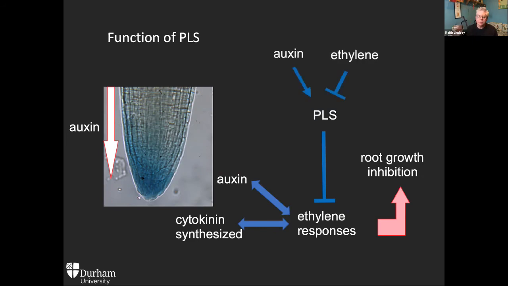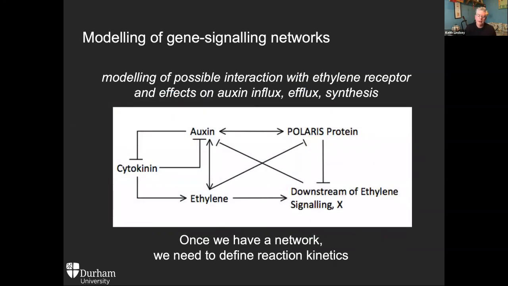Now, just to make things more complicated, Polaris is itself regulated by auxin and by ethylene, and indeed by cytokinin. So if you're trying to understand the balance of activity across this network, your brain starts to overheat. You can't do it. You can't think about how these interactions work. So this is where the mathematical modeling comes in.